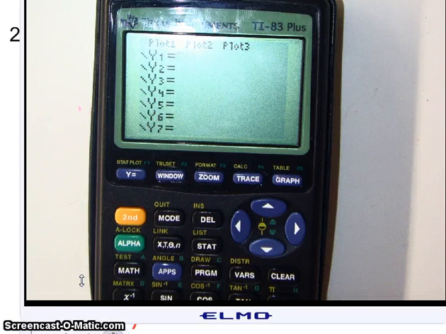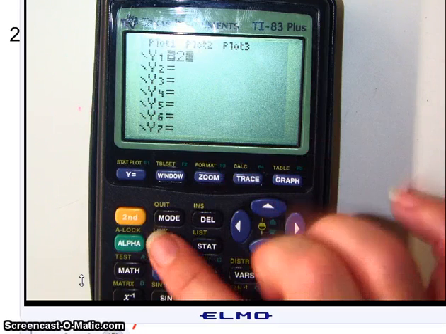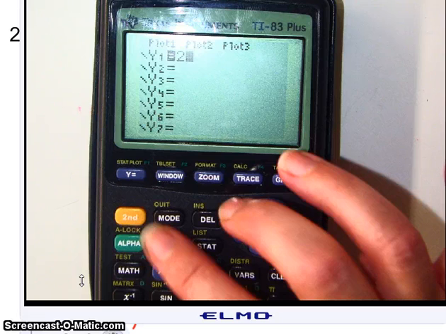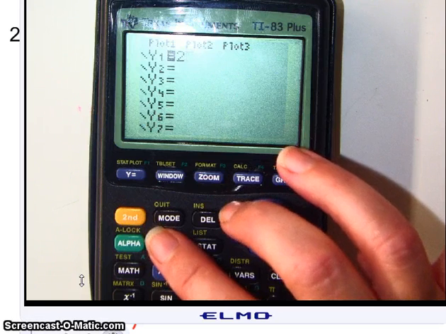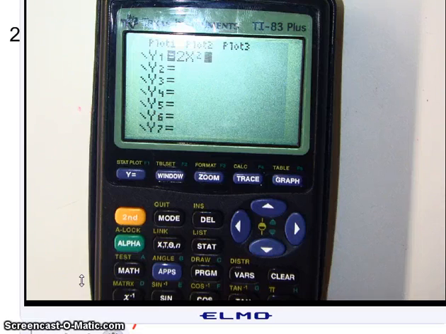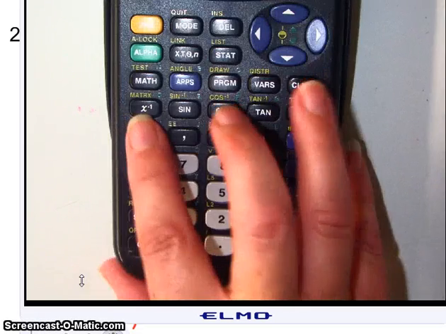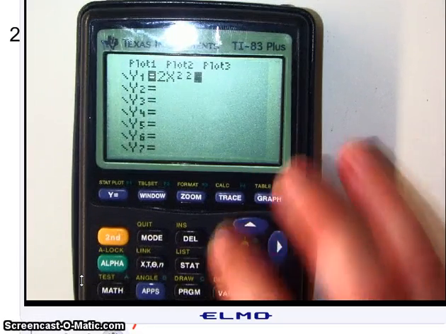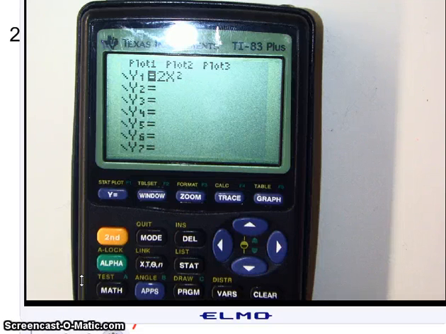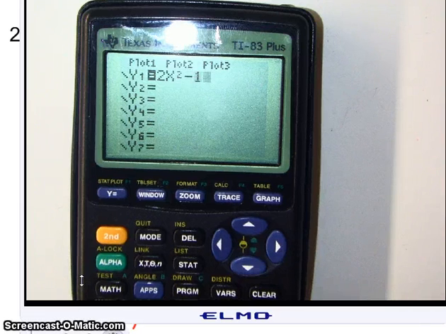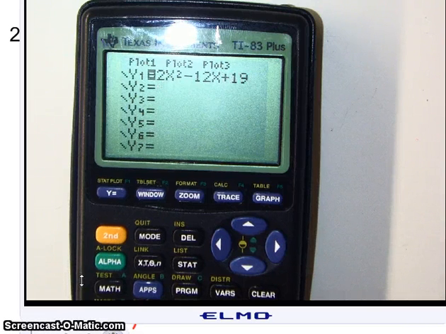I've got y equals 2, and then x. Do you know where your x is? My finger's on x, right below mode, okay? 2x squared, here's the squared button on the left. Oops, you can't see my finger right now. Here's the squared button on the left. All right, so I have 2x squared, minus 12x, plus 19. Okay.